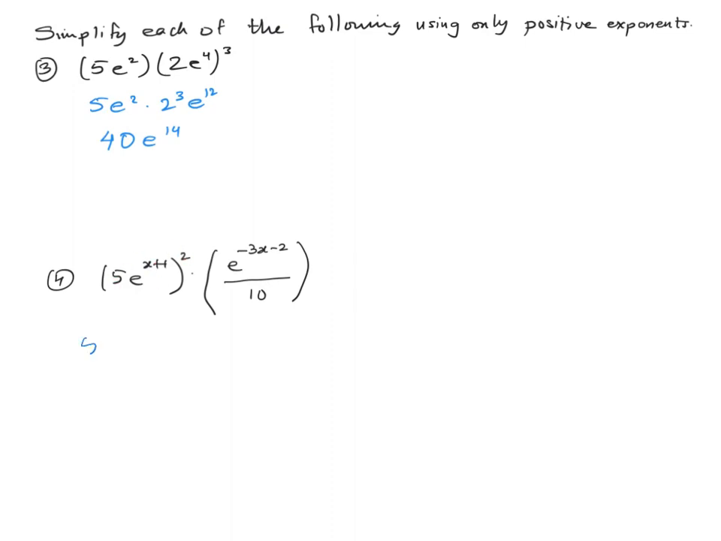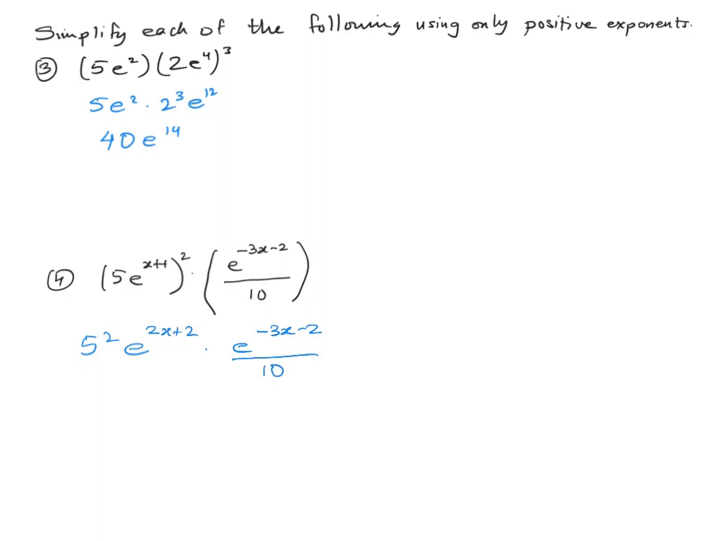So I have 5 squared, and then e to the, well, I have an exponent x plus 1, and then I have that exponent 2 in the parentheses. Those have to get multiplied, but 2 has to multiply by all of x plus 1, so it distributes to get 2x plus 2. And then times e to the negative 3x minus 2, and then over 10.